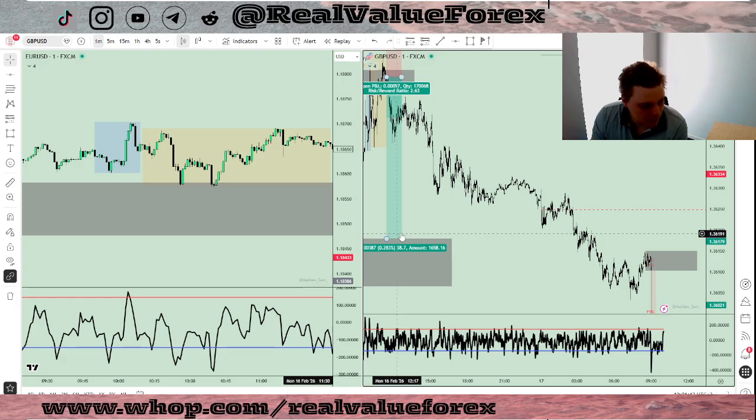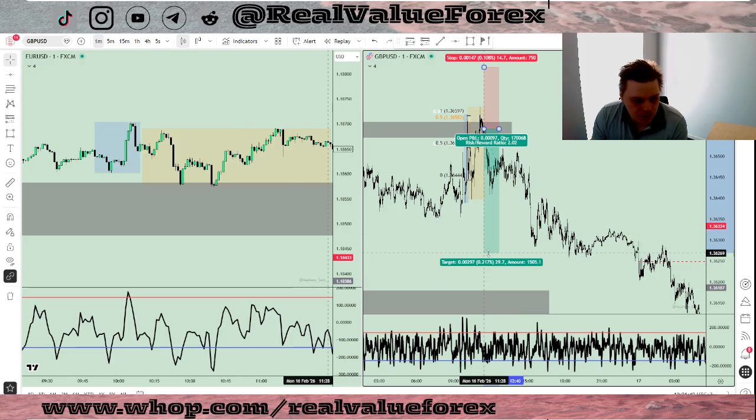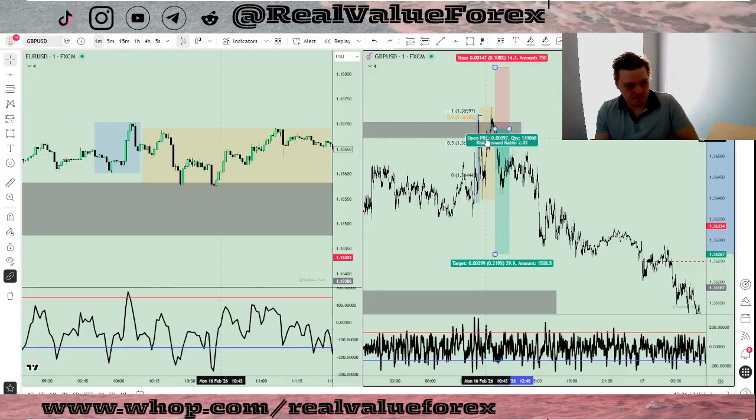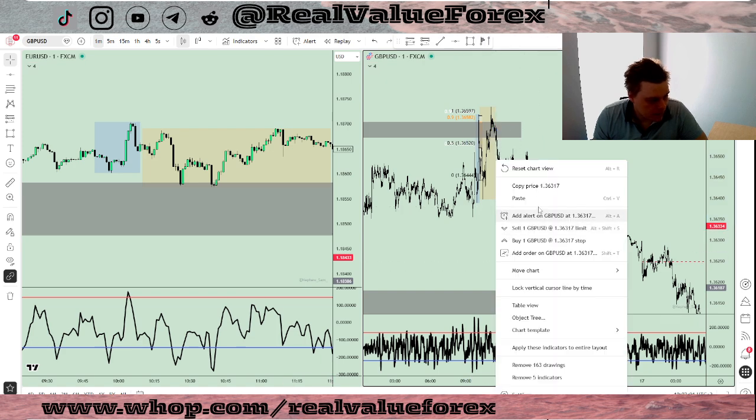Casper hasn't joined, but I'm quite sure that Casper took a trade something like this. I know that he aims for around 30 pips, so around here. So yeah, I'm quite sure he got some trade like this. Let's see what's happening right now as well.